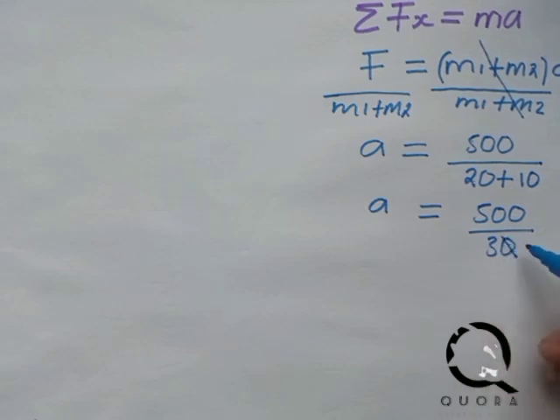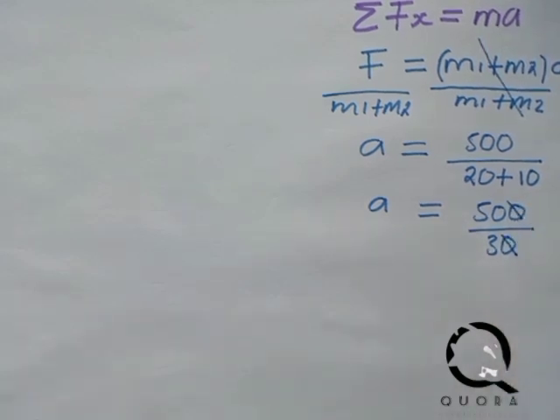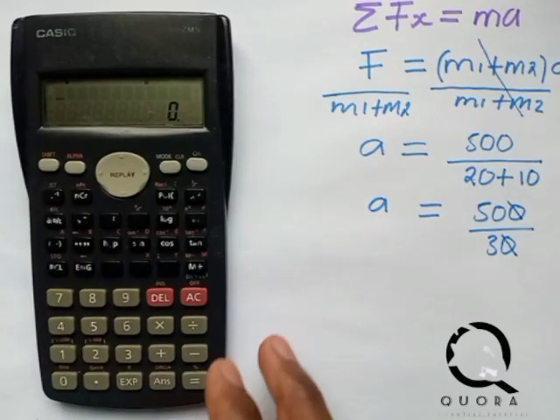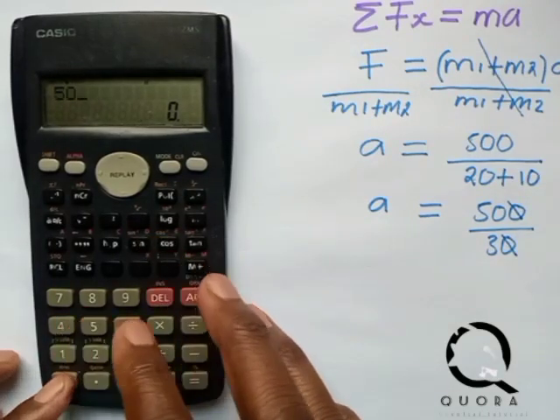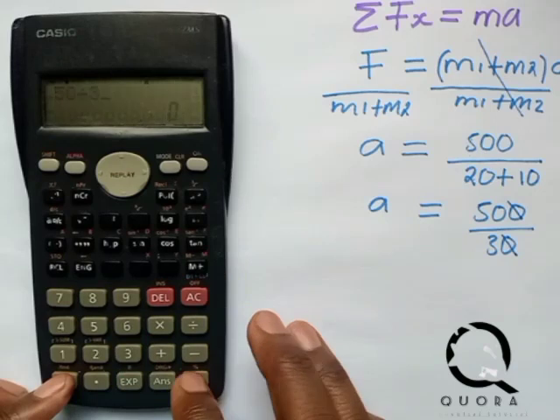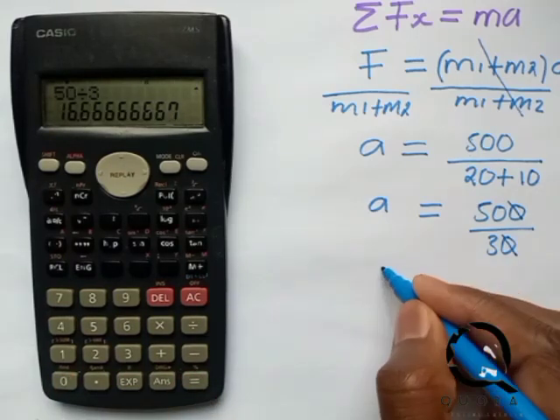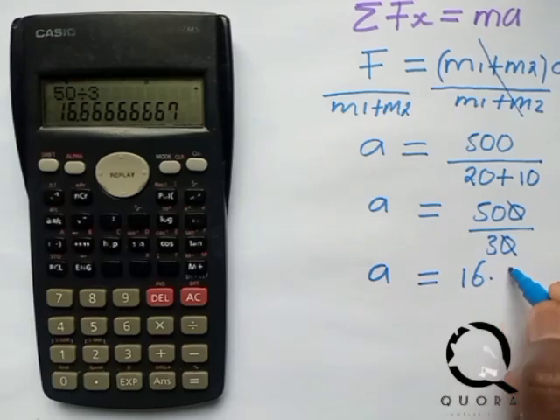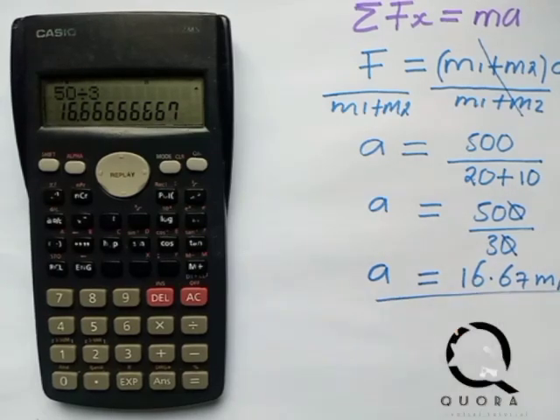So I can remove this 0 and that 0, having 50 divided by 3. The moment you punch 50 divided by 3, what answer are you getting? Acceleration here is giving us 16.67 meters per second squared. That's how we calculate acceleration, as simple as that.